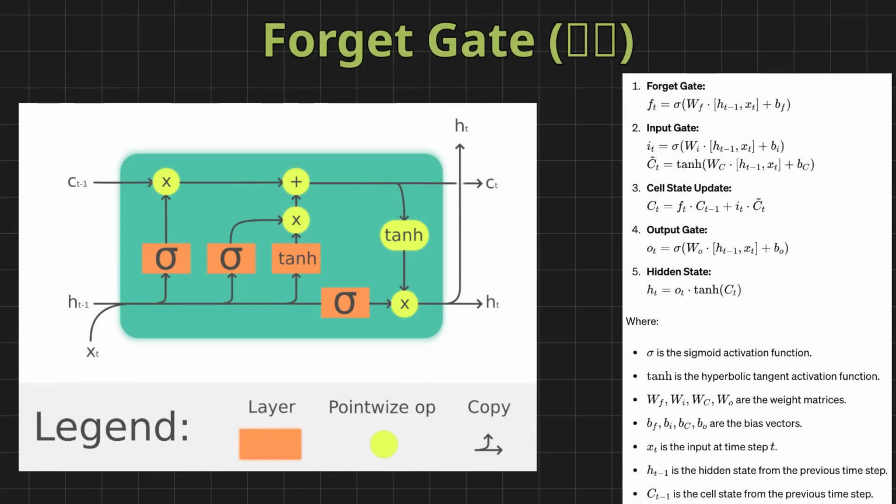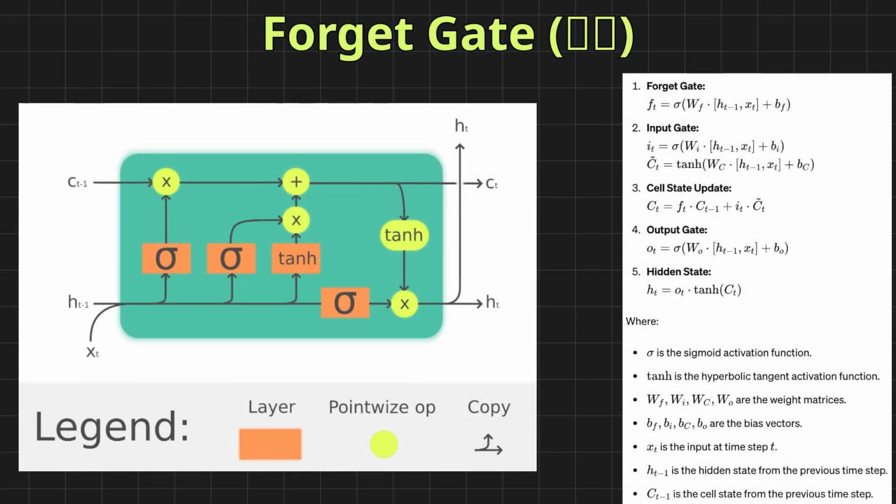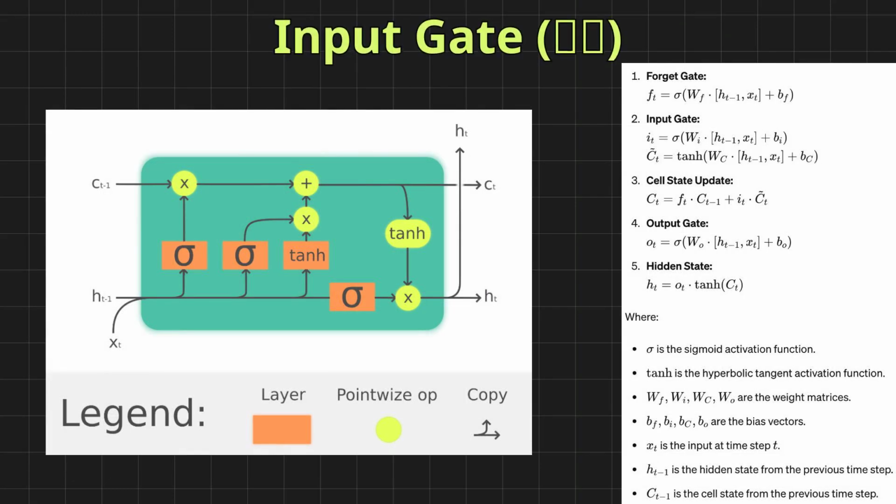Forget gate decides what information to discard from the cell state. This gate uses the sigmoid function to decide which parts of the cell state to forget. Input gate determines which new information to add to the cell state. It controls which values to update with new information.